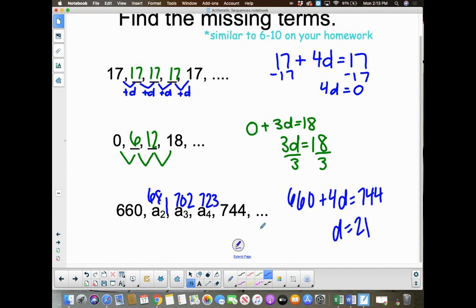You notice my board's off a little bit. That's why it's kind of dragging at the end. That's 881. There we go. Okay.